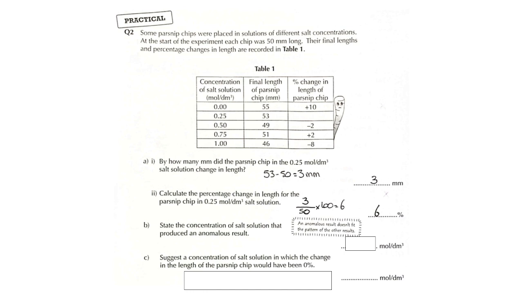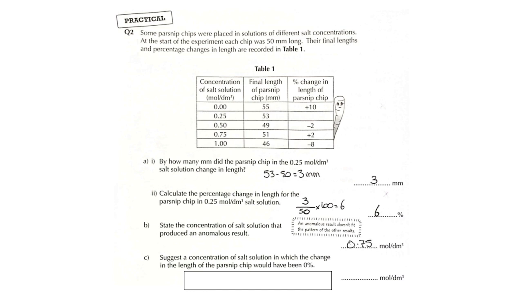State the concentration of salt solution that produced an anomalous result. It is probably going to be the 0.75. You can see the values keep on decreasing. They go from plus 10% to plus 6 to minus 2 to minus 8. So the plus 2 must be a mistake.